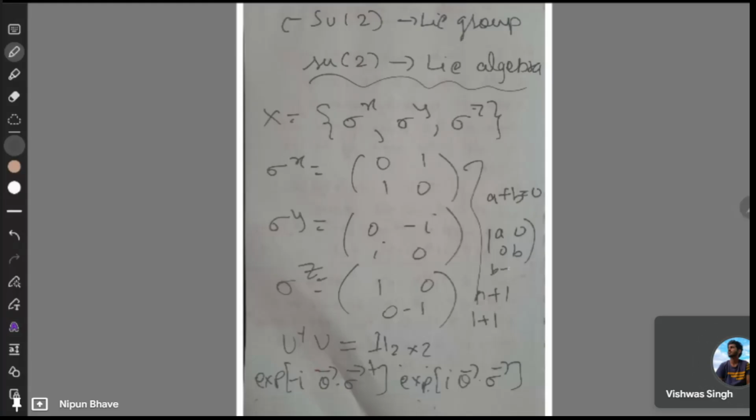What does this imply? B should be minus A. Right. Which means I can write any matrix as A times 1, 0, 0, minus 1. And this is the only independent matrix. All other matrices are linearly dependent on this matrix. Right. So there is only one diagonal matrix which is Hermitian traceless, right? That this happens for a 2 by 2 means SU2.